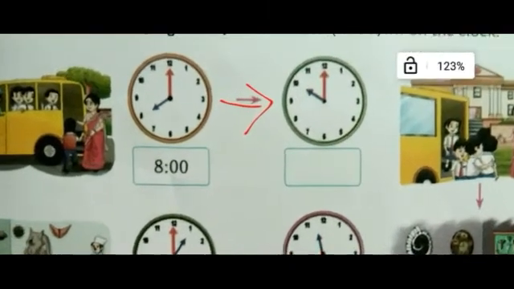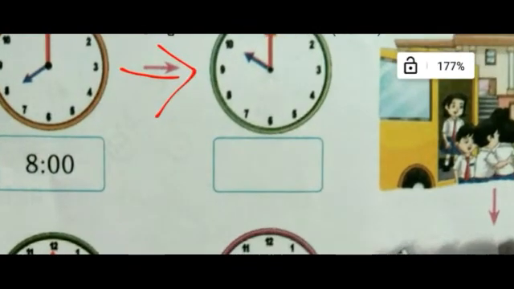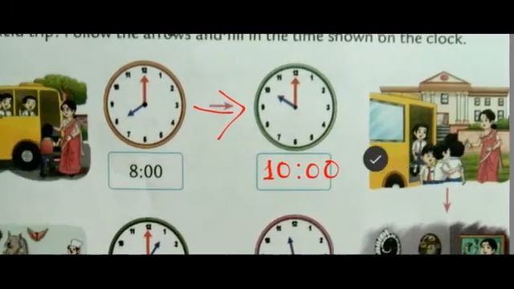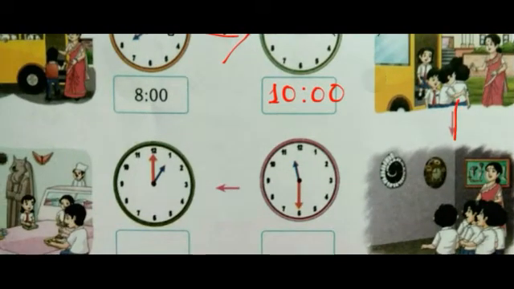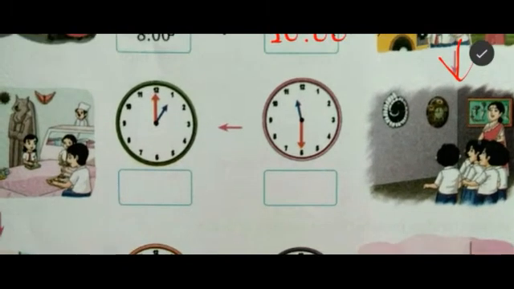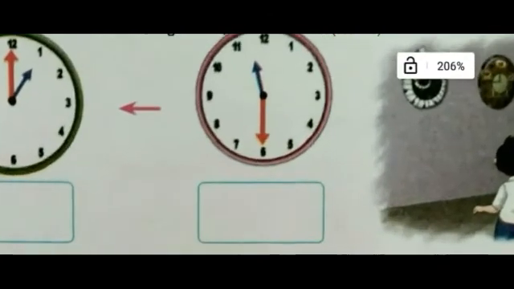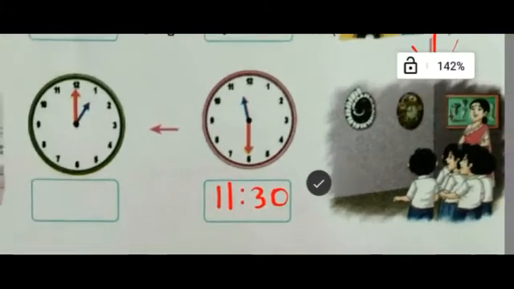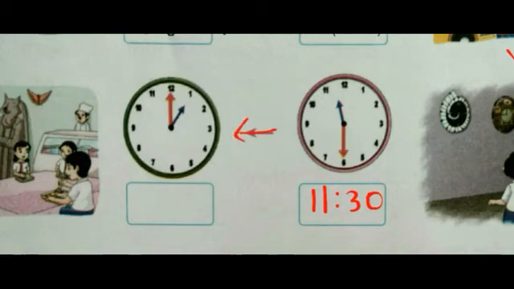So in this clock, we can see the time. It's 10 o'clock. So we can write here 10. Time is 10 o'clock in this clock. Now where is the arrow going? Arrow is going downwards now. See here. So what is the time that we can see in this clock? It is 11:30. Okay. Now the arrow is going left side.